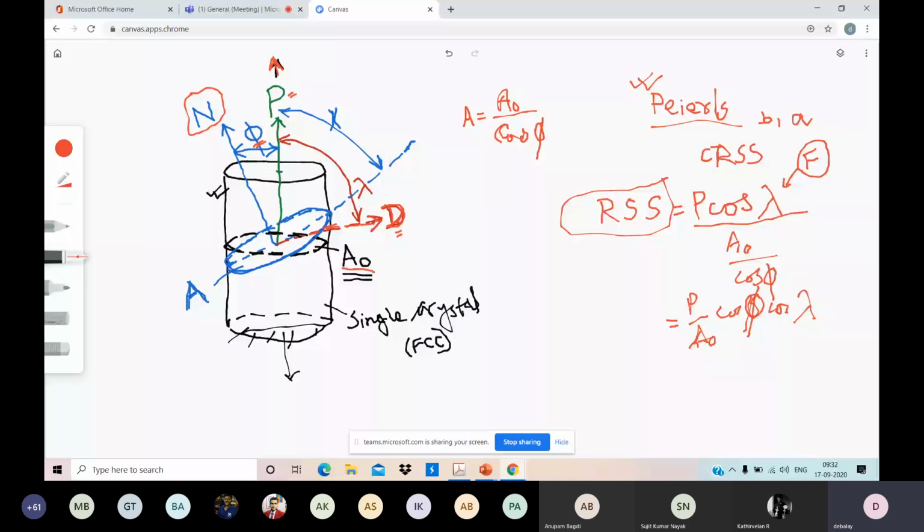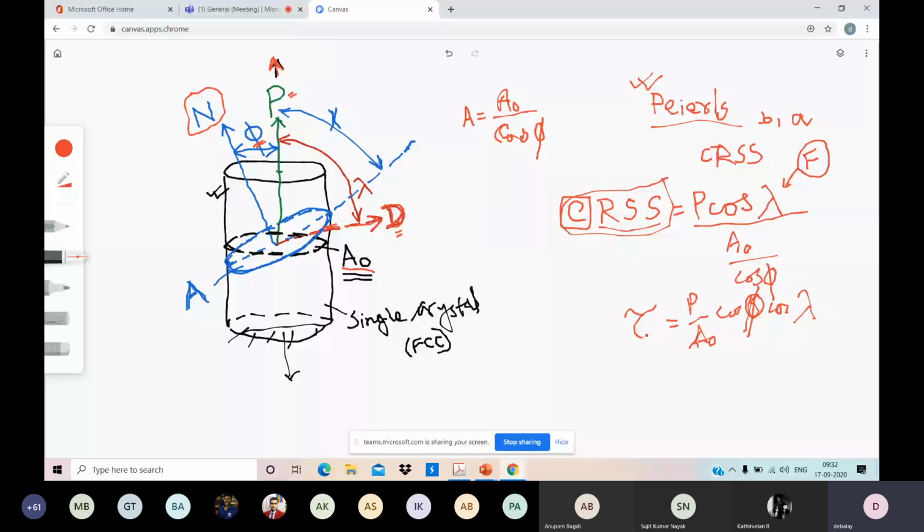When will slip occur? When the resolved shear stress reaches or exceeds a critical value. That's why the word critical comes in, the C in CRSS. So you have to break CRSS down. First, you have to understand what a resolved shear stress is, and it needs to exceed a critical value.